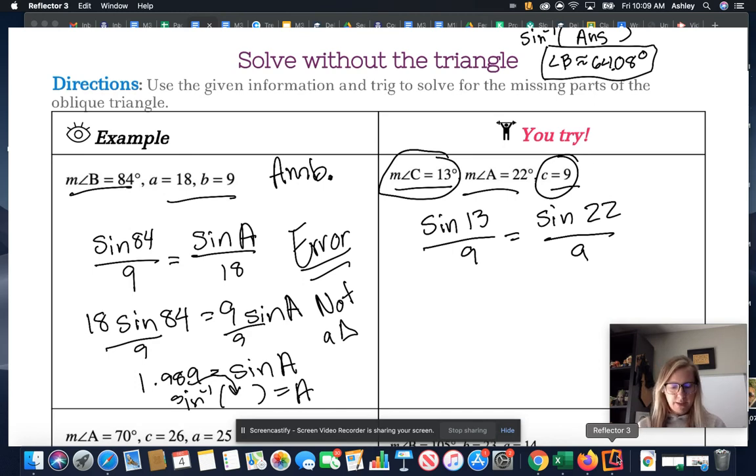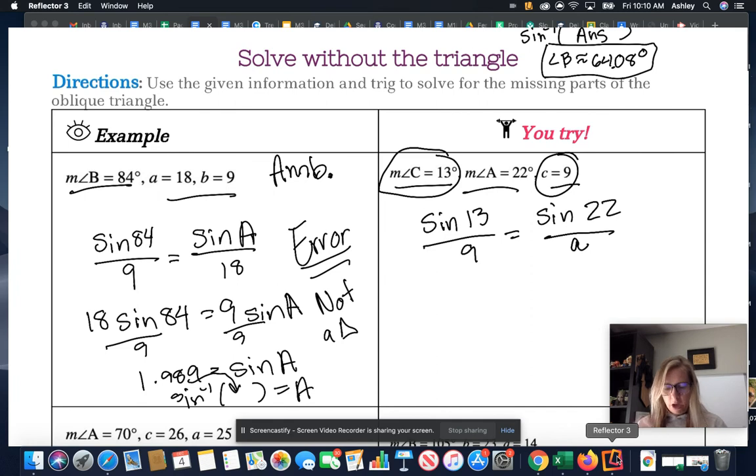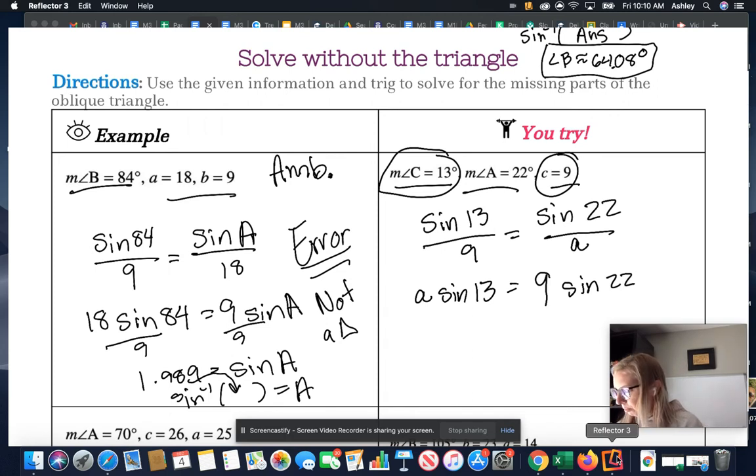Why do I always have 9s and A's? They all look so similar. I need to be better about writing my A's. Let's try this again, make it more A-like. Okay, so we're going to cross multiply, and we get A times the sine of 13 is equal to 9 times the sine of 22. So we're going to take 9 times the sine of 22, and then we're going to divide by sine 13.